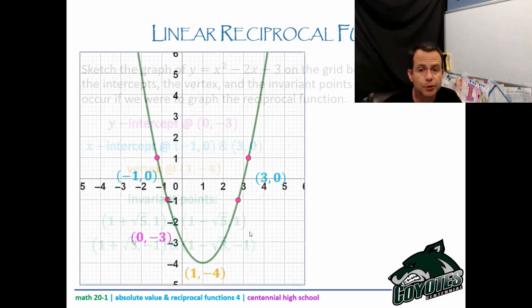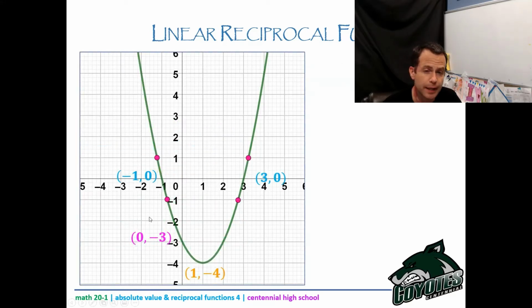Okay, so this is what you should be getting. I've labeled the points in the same colors as they were in the previous slide. I did not put the invariant points coordinates there.